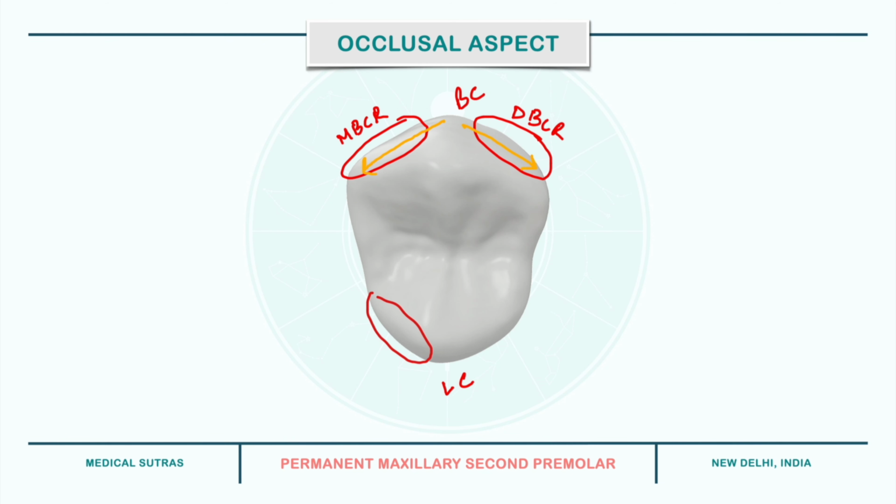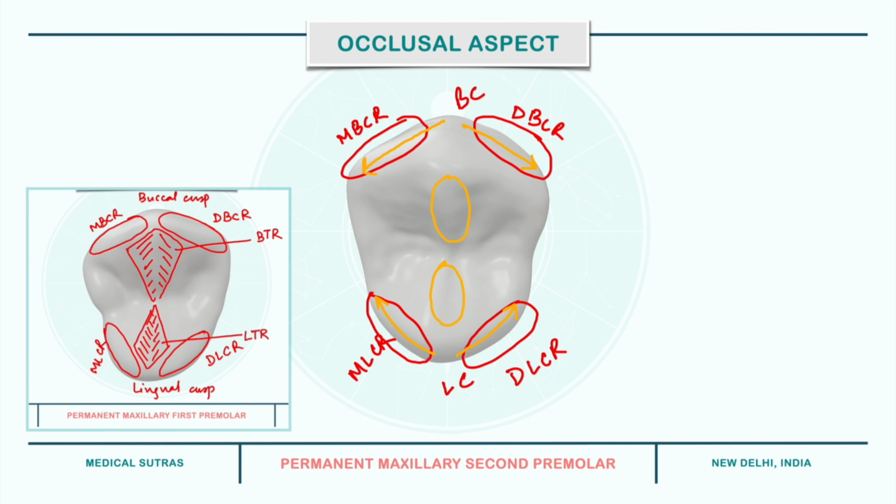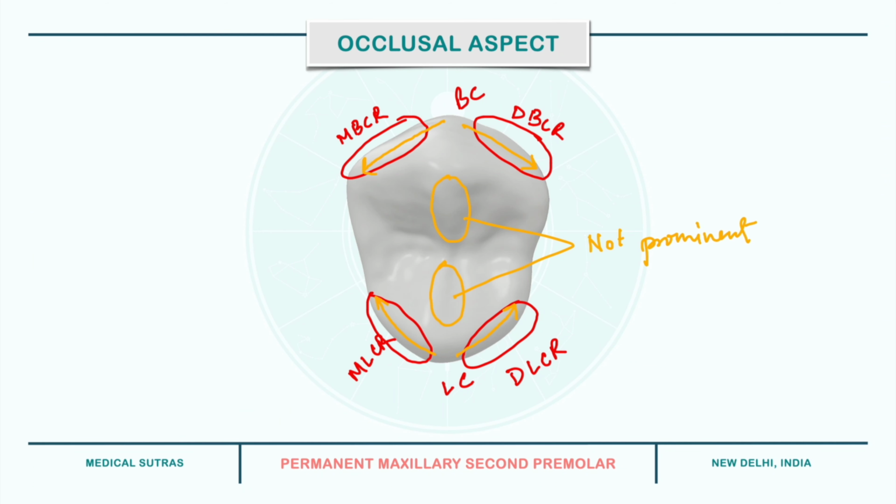Similarly, there is mesiolingual cusp ridge and distolingual cusp ridge extending from the lingual cusp tip to the mesiolingual line angle and distolingual line angle respectively. The buccal triangular ridge and lingual triangular ridge seen in maxillary first premolar are not prominent or well developed in maxillary second premolar. However, the mesial marginal ridge and distal marginal ridge are strong and well developed, but there is no mesial marginal developmental groove crossing the mesial marginal ridge.